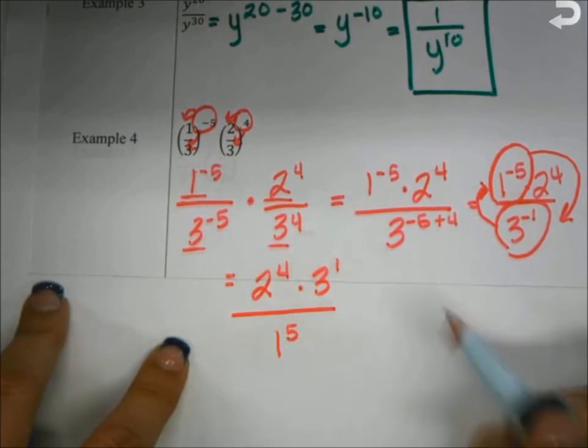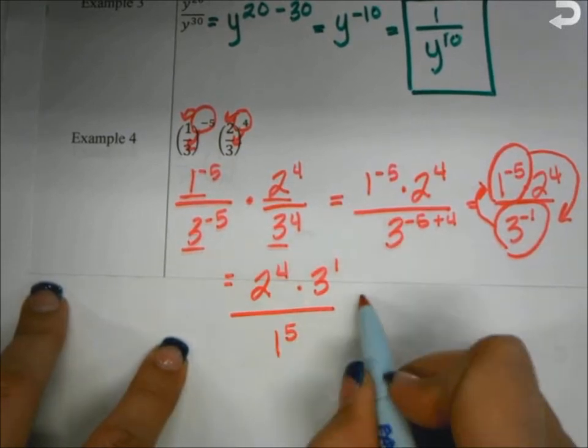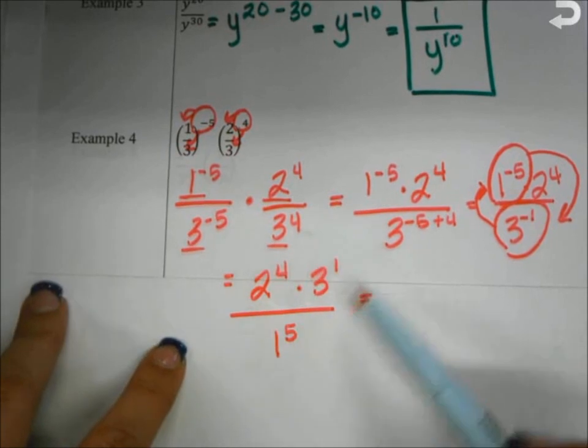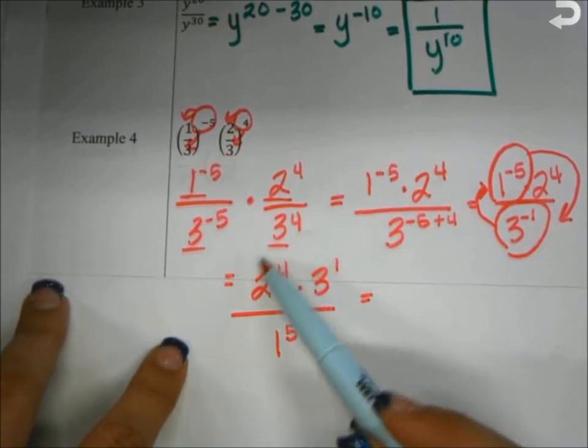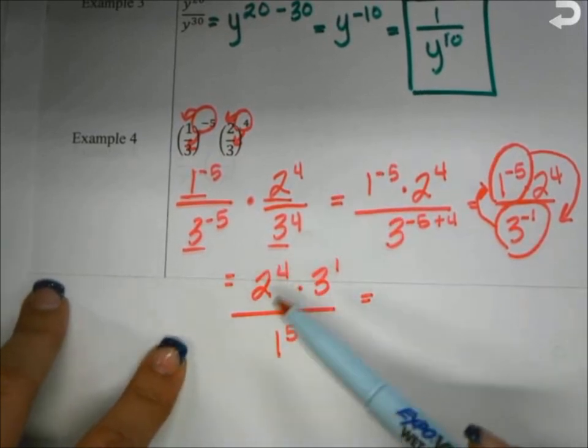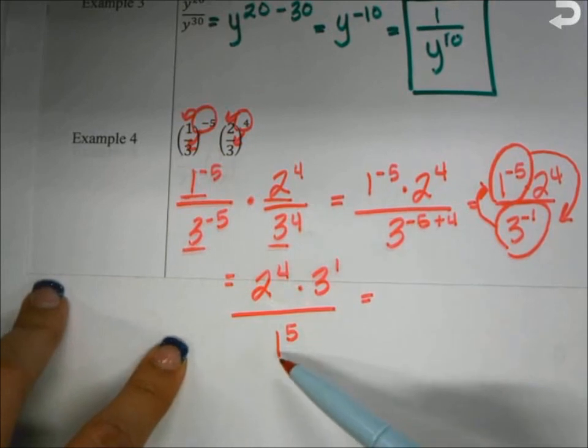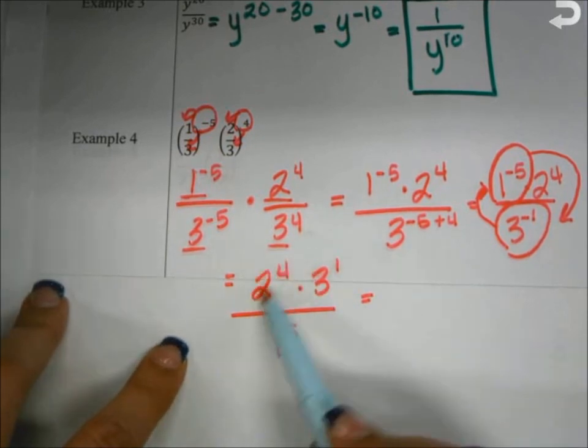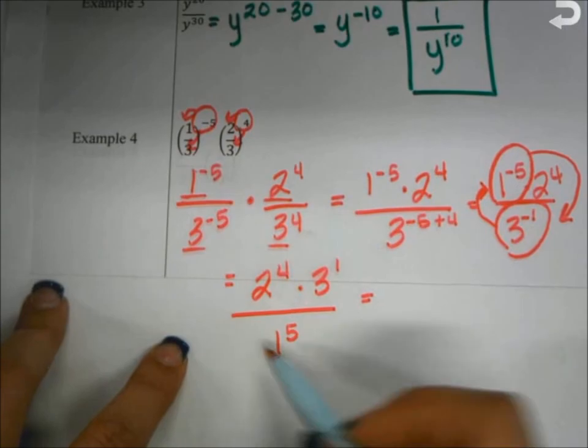Now I don't need to stop here because these bases are numbers, so we actually can evaluate these. So 2 to the 4th power, that's 2 times 2 times 2 times 2.